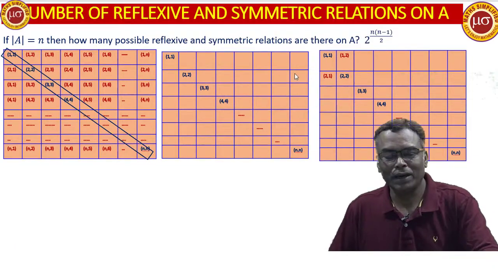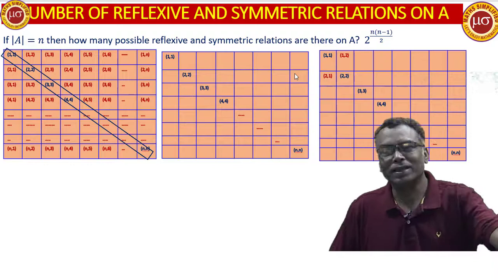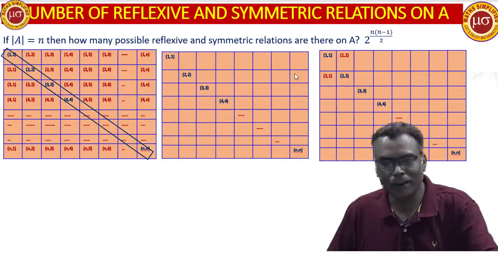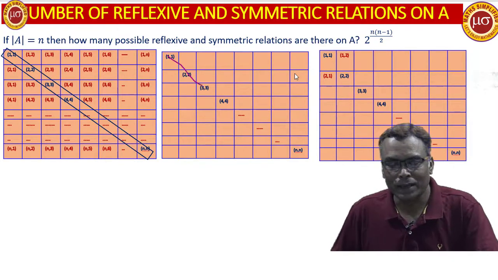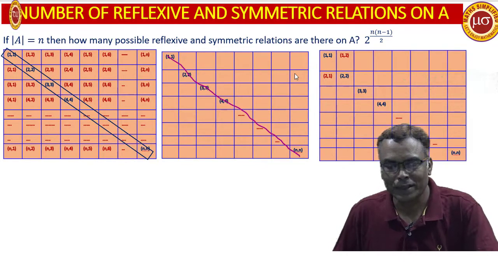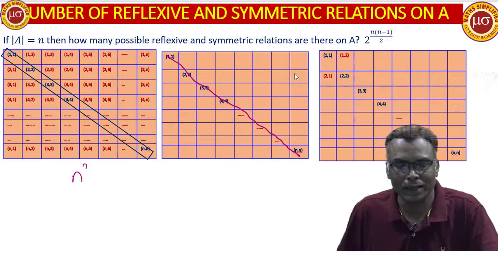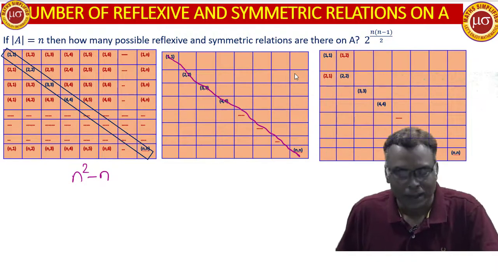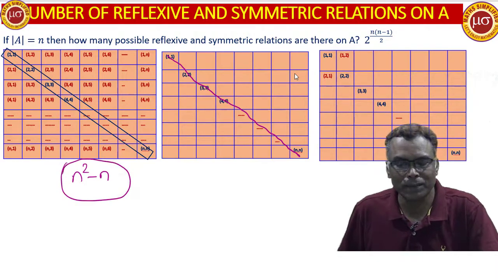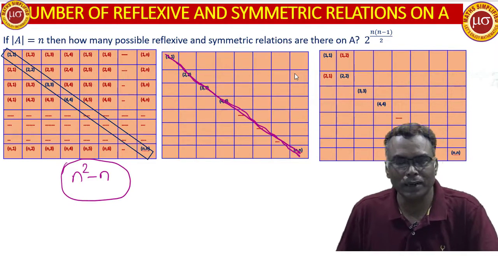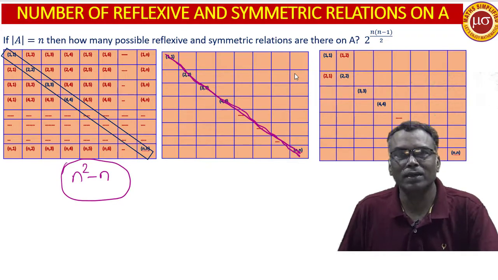Now, how many of them are both reflexive and symmetric? For reflexive, I will have to fix these diagonal elements. They must be present. So how many non-diagonal elements are there? They are n square minus n. But they have friends. For reflexive, the diagonal is certain. These diagonal elements, n elements must be there. Leave them. How many non-diagonal elements? They are n square minus n.